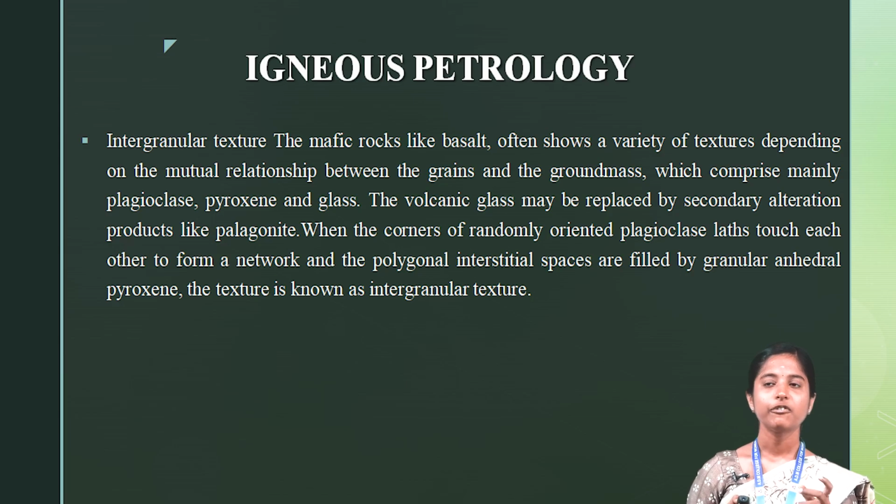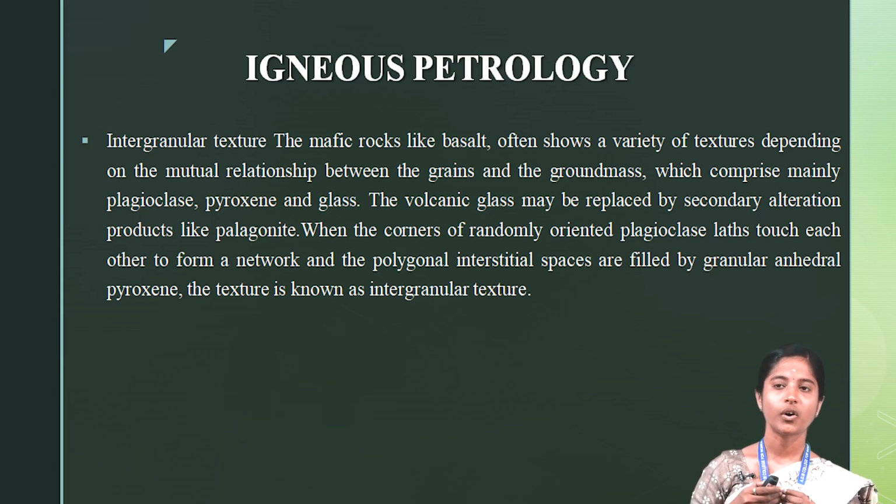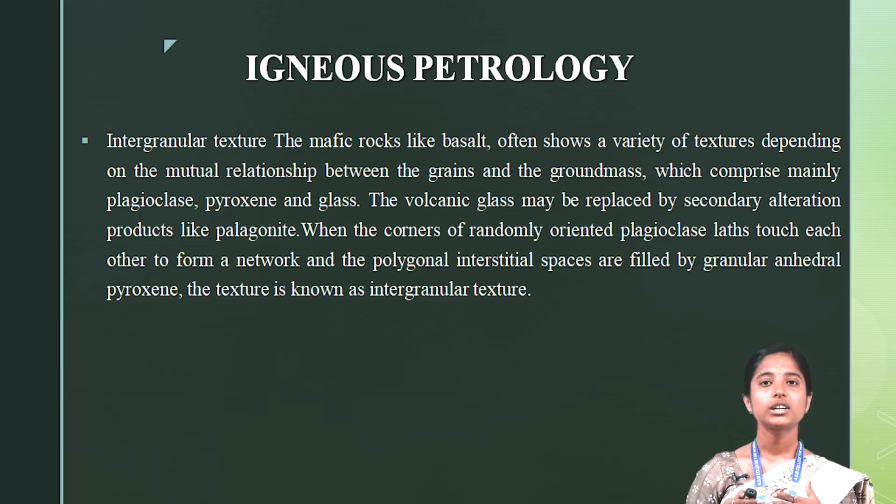Intergranular texture. Mafic rocks like basalt often show a variety of textures depending on the mutual relationship between the grains and the groundmass, which comprises mainly plagioclase, pyroxene, and glass. The volcanic glass may be replaced by secondary alteration products like palagonite. When the corners of randomly oriented plagioclase laths touch each other to form a network, and the polygonal interstitial spaces are filled by granular anhedral pyroxene, the texture is known as intergranular texture.